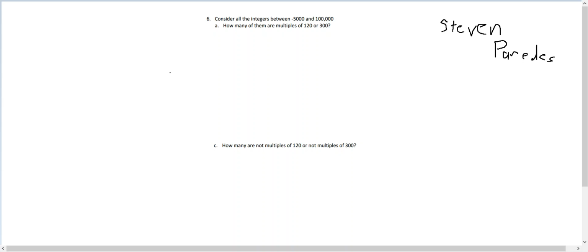Alright, let's start. Question number 6 states, consider all the integers between negative 5,000 and positive 100,000. How many of them are multiples of 120 or 300?